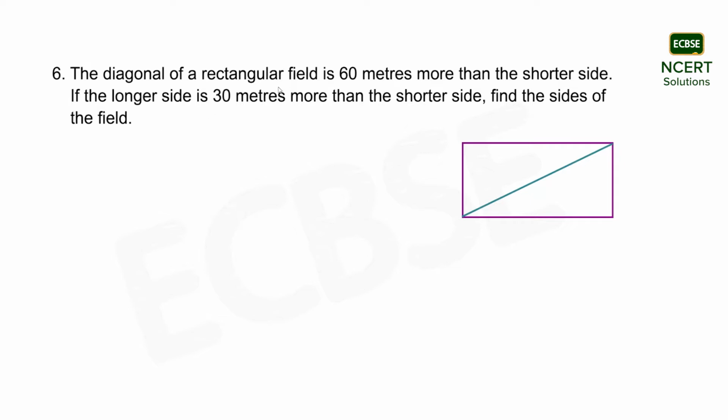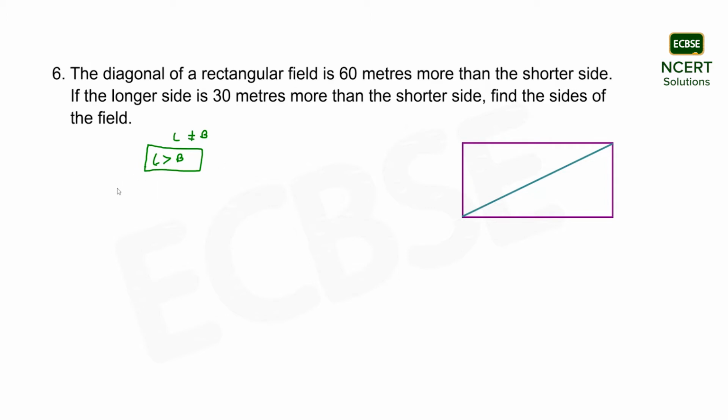From the statement, it's clear that length is not equal to breadth. Why? Because it's been given that the longer side is 30 meters more than the shorter side. That means either the length or the breadth is 30 meters greater than the other one. It's not been given whether length is greater than breadth or breadth is greater than length, but in order to solve this question, I am assuming that length is greater than breadth.